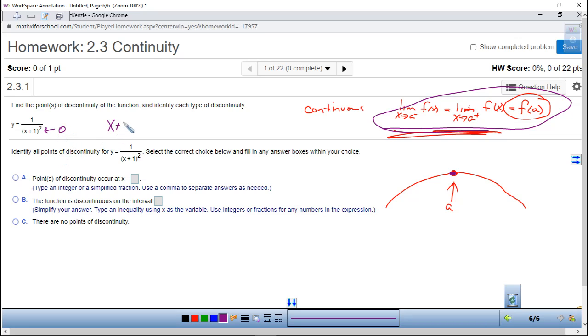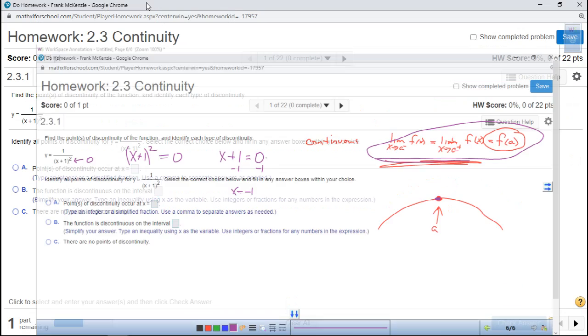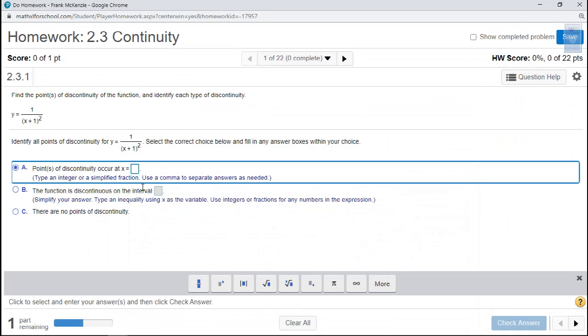Well, x plus 1 quantity squared can equal 0. If we take the square root of both sides, we're going to get x plus 1 equals 0. And then we're going to subtract 1, and we're going to have a point of discontinuity at x equals negative 1. So our point of discontinuity is going to occur at x equals negative 1. So we'll go ahead and put that in, negative 1.